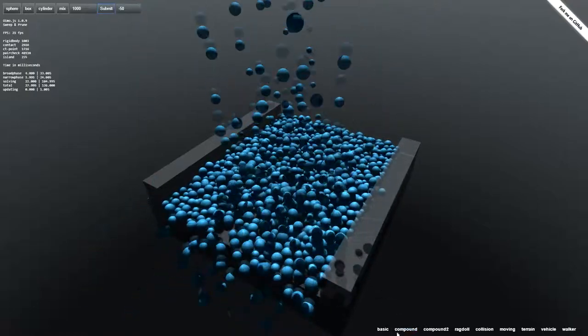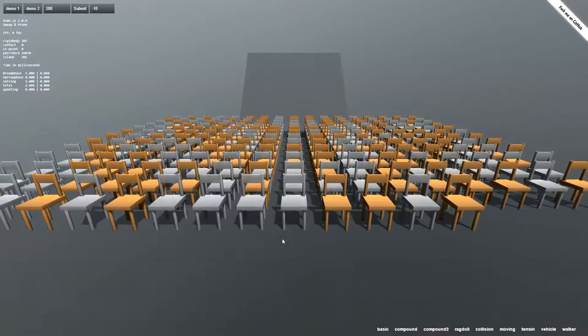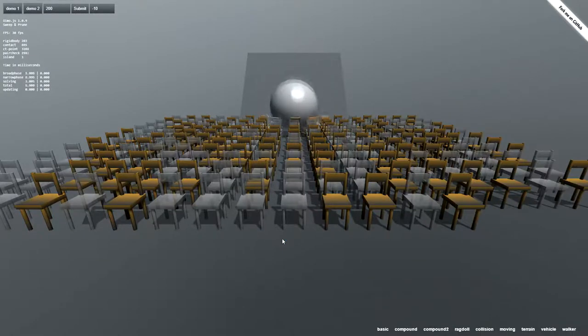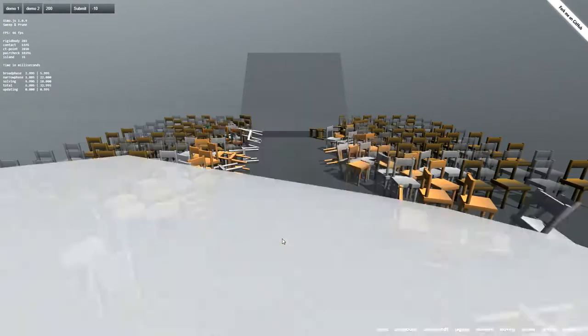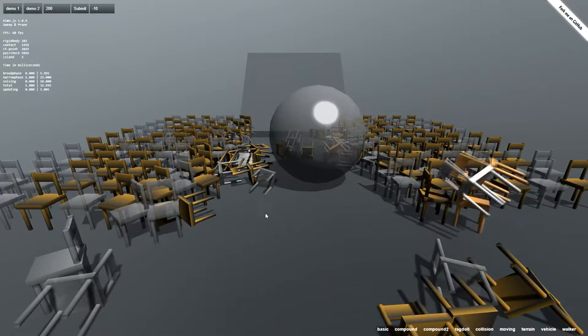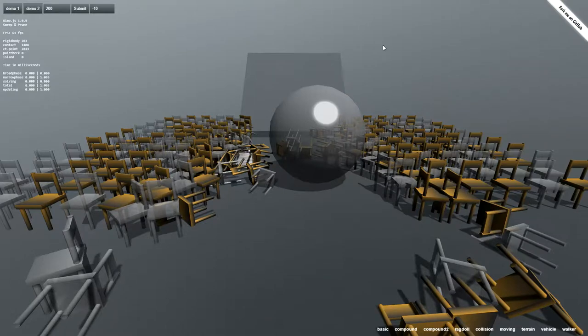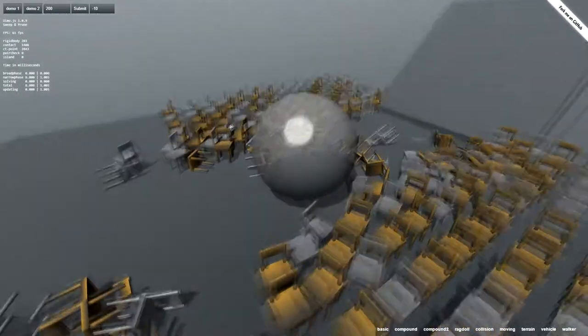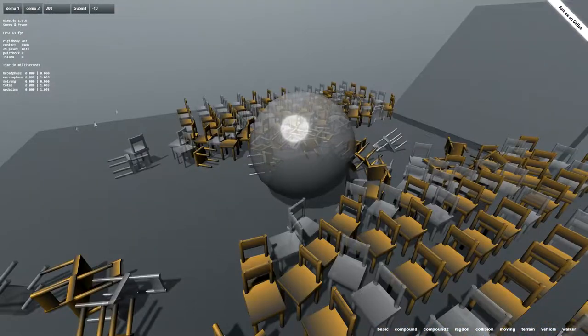We also have a compound one, which spawns a chair, and a ball to run through the chairs. And Discord, I thought I'd muted you. Discord now gone. And this is sort of stabilized. So that is demo two of that.